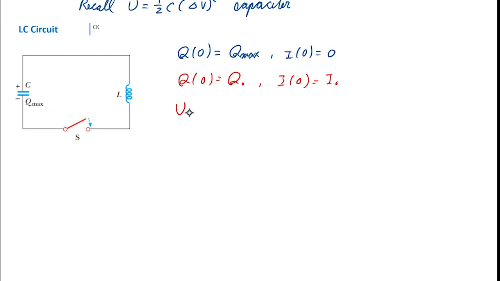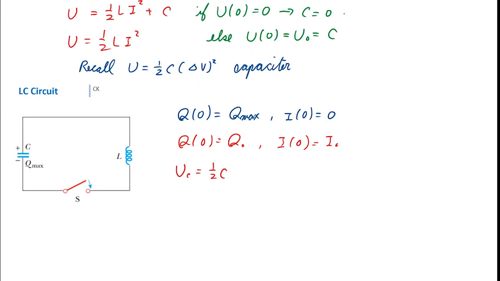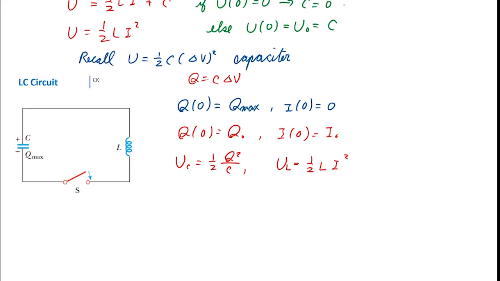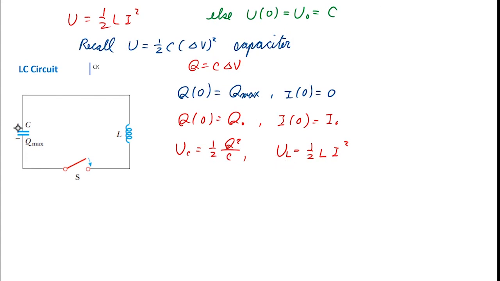So the potential energy stored in here is 1/2 C delta V squared. Oh, by the way, what's the nicest way to remember this? Q is equal to C times delta V, right? Substitute that in. So we have 1/2 Q squared over C as the potential energy after substituting this in. And then we just figured out the potential energy of the inductor is equal to 1/2 L I squared. So far so good. So that is the total energy within the circuit, between the two.